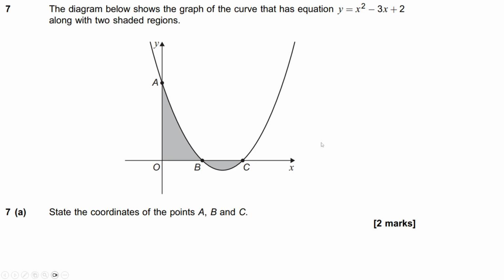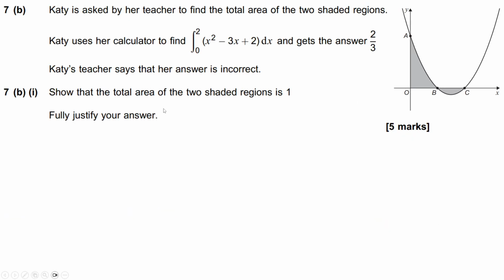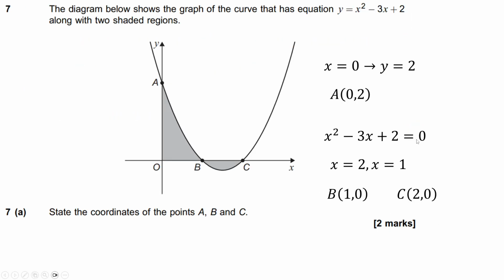State the coordinates of A, B, and C. We've got this. When x equals 0, A is just the y-intercept. So if you plug in x equals 0 into there, y equals 2. So A is (0, 2). And then what are B and C? Well, it's when y equals 0. If you set that as y equals 0 and then factorize, you'll get x equals 2, x equals 1 as your solutions. Just by inspection, you can see that B must have x coordinate 1, and C must have x coordinate 2. And the y coordinate is just 0, because that's what we've set up here.